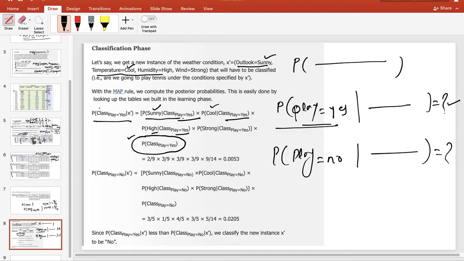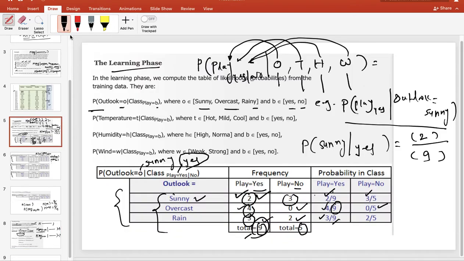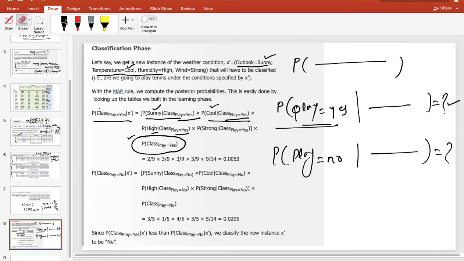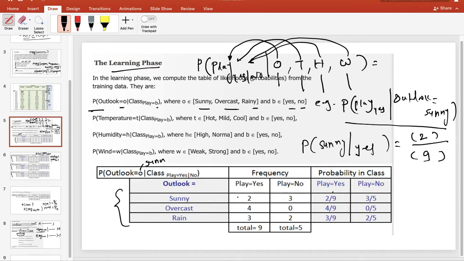These values we have already computed earlier, so we just need to put in those values here. What are those values? Let me show you. From here we can see that the probability of sunny given class yes is 2 by 9.